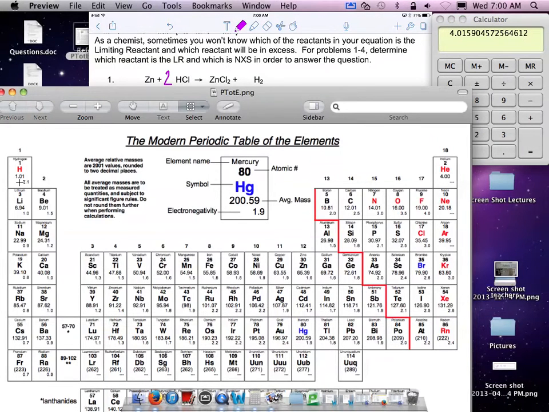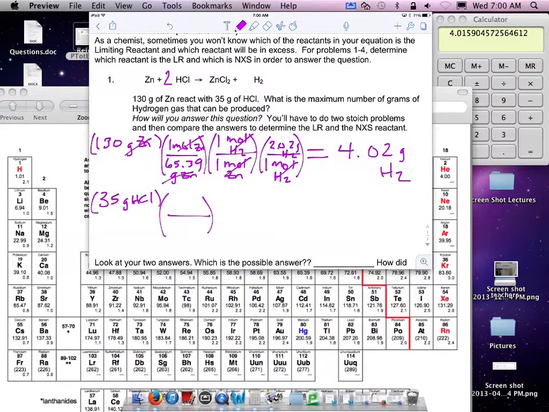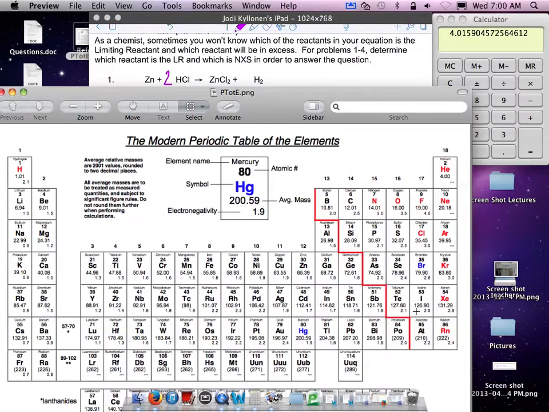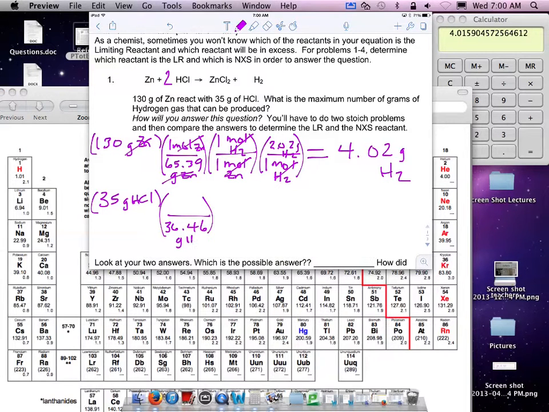So checking out the periodic table, H is 1.01, Cl is 35.45, so I add those two together, it's just one of each. So 35.45 plus 1.01 ends up being 36.46 grams of HCl. The definition for molar mass is always 1 mole. So then that's 1 mole of HCl on the top. Grams of HCl goes away, which is good.